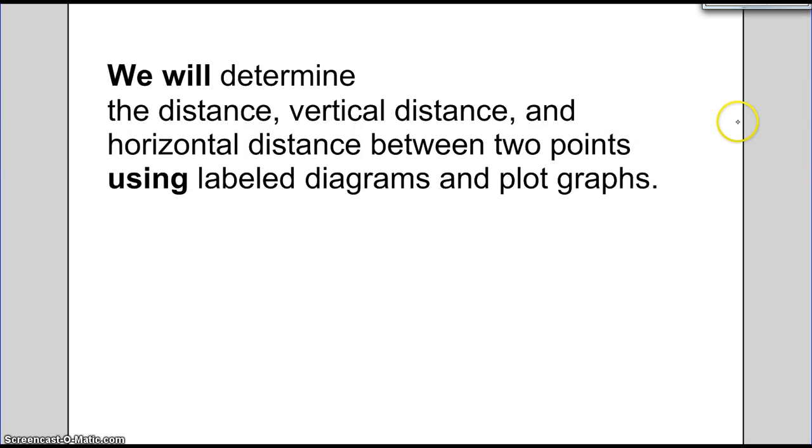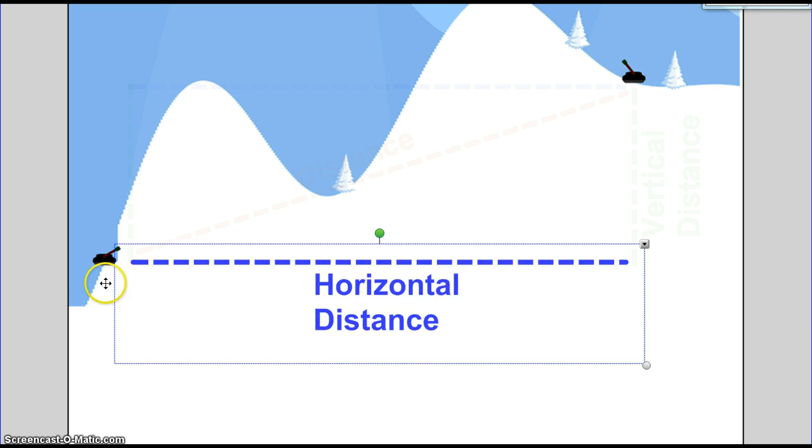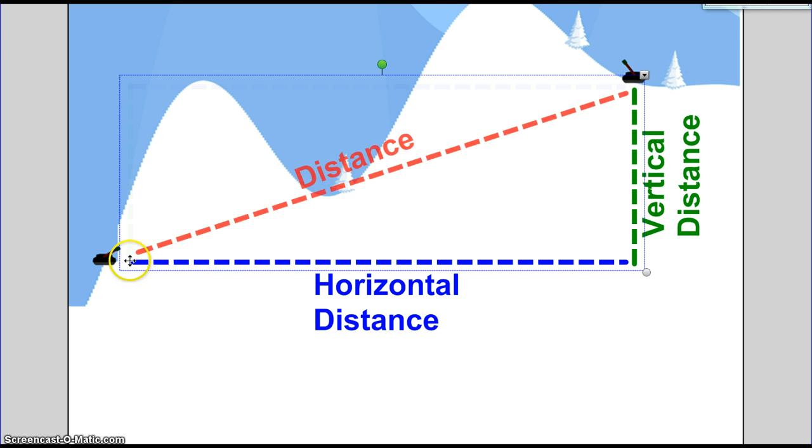Today we will determine the distance, vertical distance, and horizontal distance between 2 points using labeled diagrams and plot graphs. If you look at from tank to tank, the horizontal distance is from left to right. The vertical distance is from down to up or up to down, and the straight line distance is basically this red line, which is, if you think about it, the hypotenuse of a right triangle.